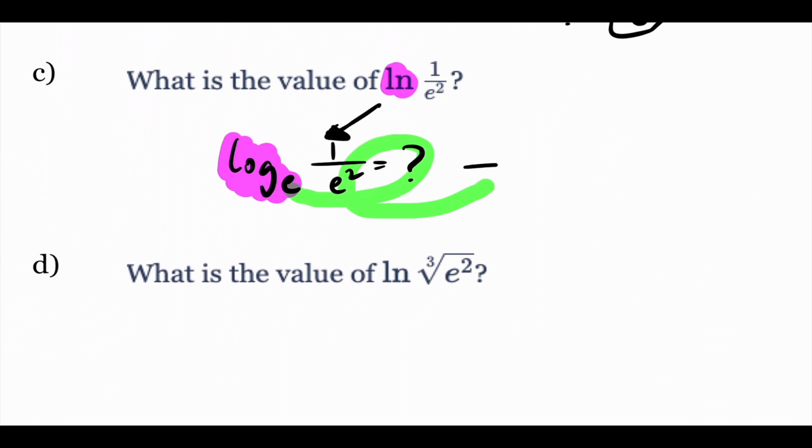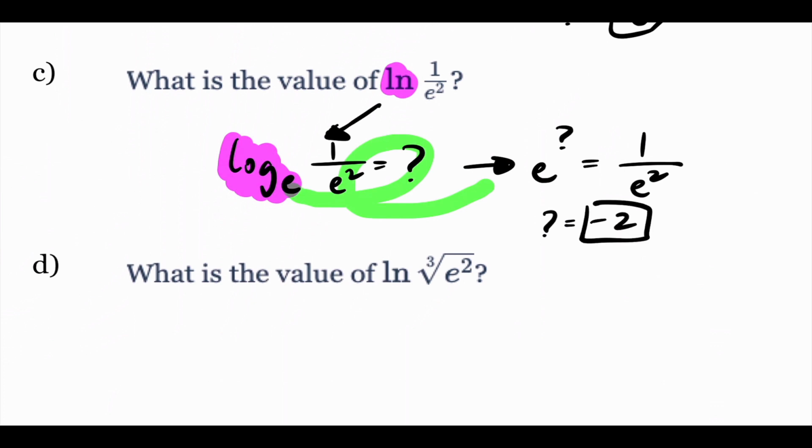e to what power makes 1 over e to the second power? What power would cause e to go to the bottom and be squared? It has to be a negative, right? A negative to move it to the bottom. Good. A negative 2. If I were to make this guy negative 2, it would move to the bottom and become positive 2. So it's a negative 2.